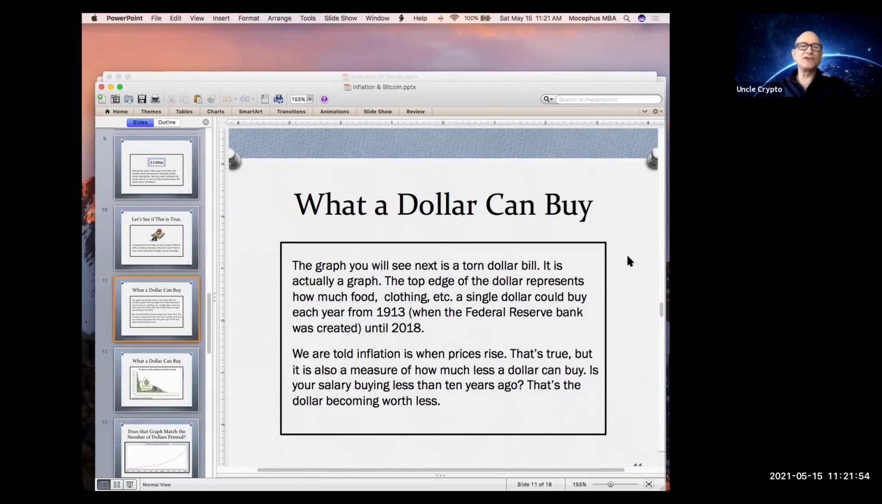The graph I'm about to show you is a dollar bill that's torn. And the top edge of the torn dollar bill is actually the graph. And the graph is how much food, clothing, shelter, ice cream cones a single dollar could buy. Each year from 1913, when the Federal Reserve Bank was created, until 2018, because that's when they quit making this graph. And we're told that inflation is when prices rise, but it's also a measure of how much less the dollar can buy. So let's take a look at that.